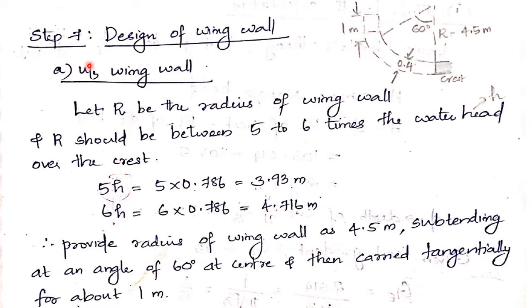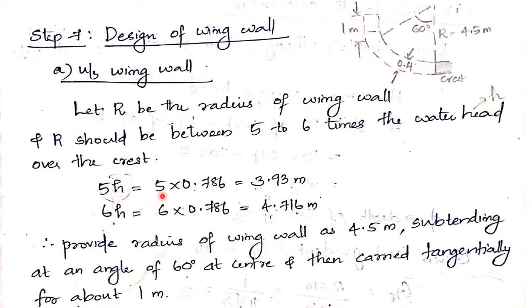Step 7, design of wing wall. There are two wing walls, one on the upstream side and one on the downstream side. First one, design of upstream wing wall. Let r be the radius of the wing wall and r should be between 5 to 6 times the waterhead over the crest. That means the radius of the wing wall should be between 5h and 6h.